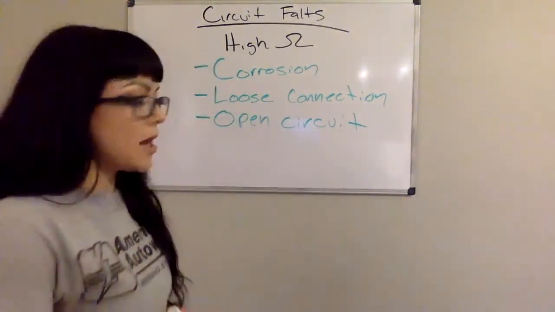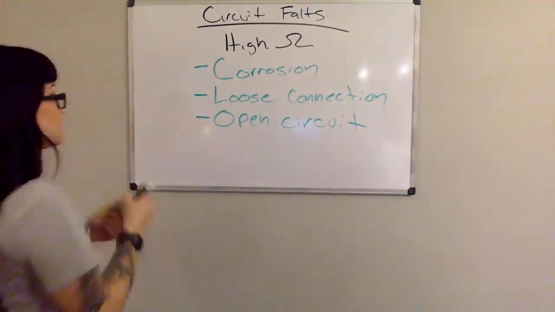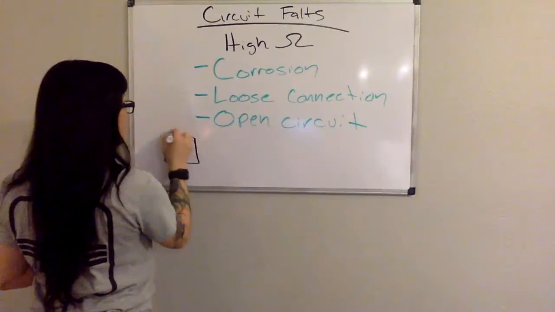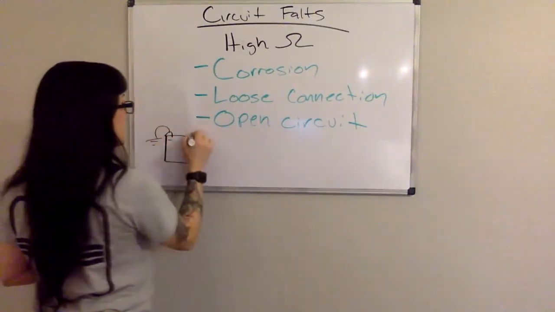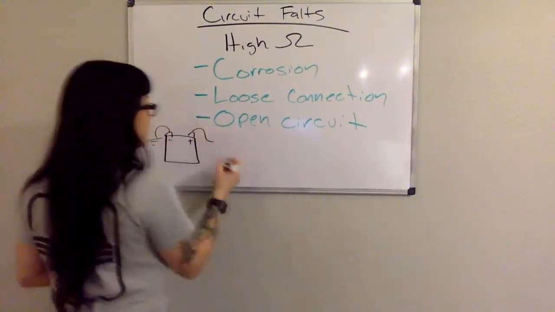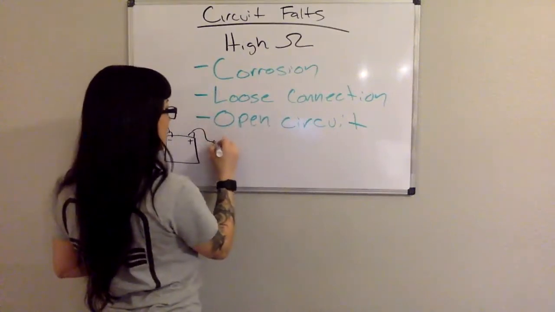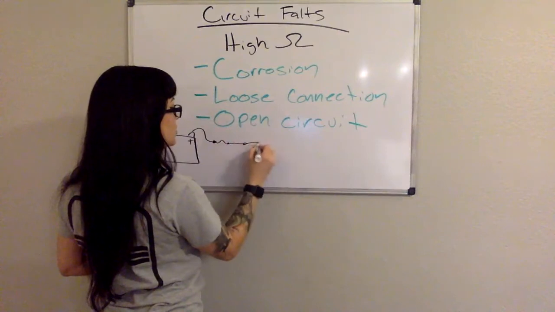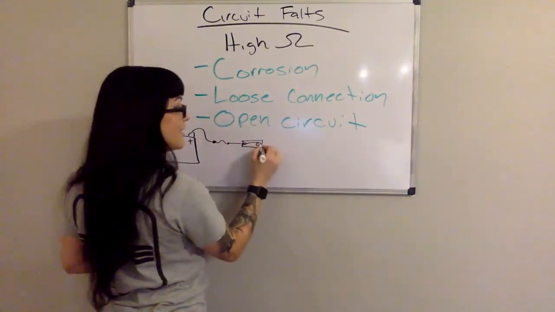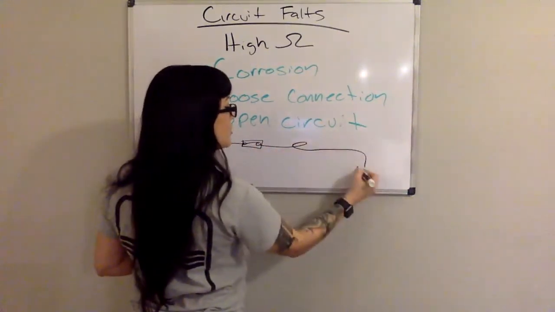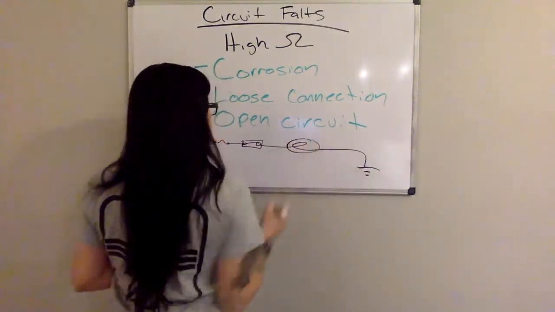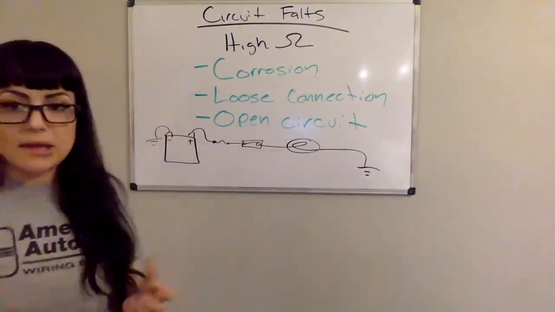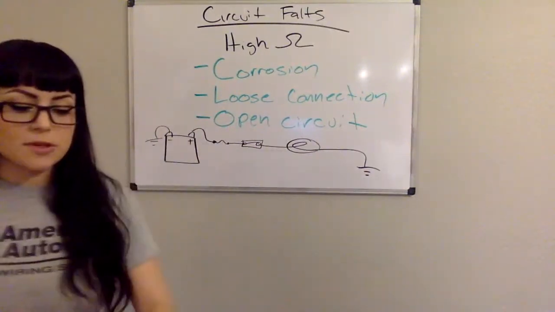So if I was to draw, I've got a little car battery down here. We'll just draw a simple circuit. So we've got our ground. Remember, engine, frame, chassis. We'll put in a little fuse here. We've got a little switch, normally closed. And one light bulb, back to ground, right? If this is my circuit, any break in this circuit will be considered an open circuit.